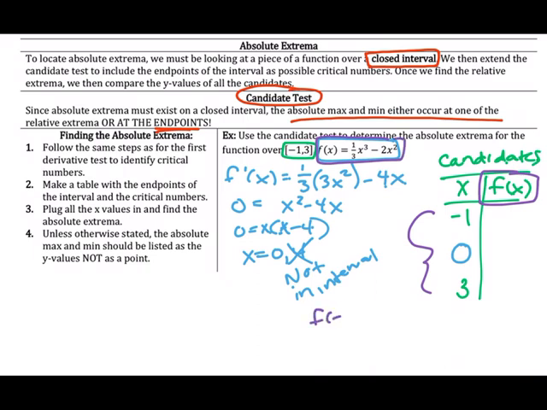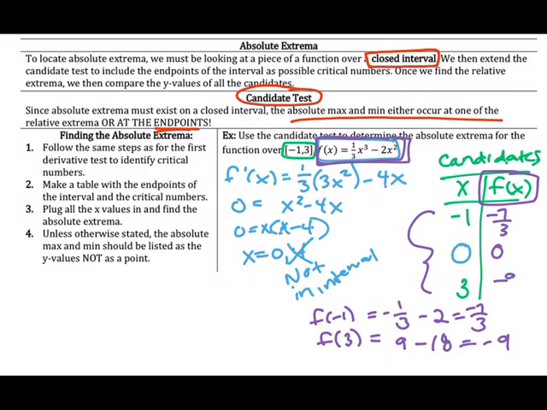If I plug -1 in, I get -1/3 minus 2, which is -7/3. So I'm going to go over to my table and add -7/3. If I plug in 0, I get 0. If I plug in 3, and remember we're plugging these into the original function, not the derivative that we found, I get 3 to the third is 27, divided by 3 is 9. 2 times 3 squared is 18. So 9 minus 18 is -9. So these are the only three values that could possibly be the absolute extrema.